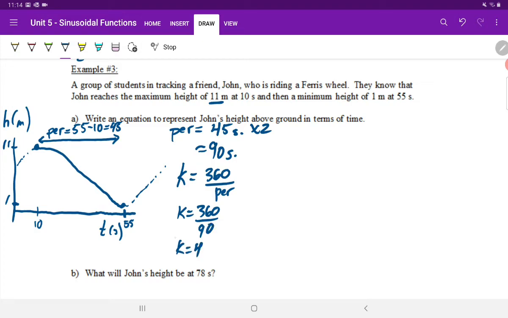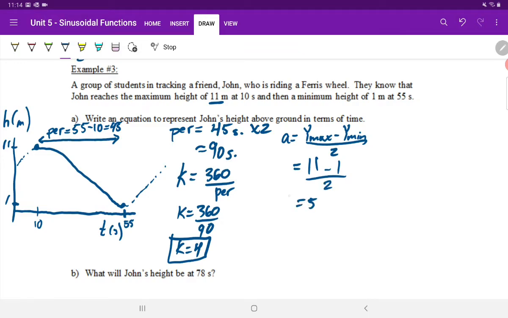K equals 4. Okay, so this graph will be horizontally compressed by a factor of 1 over 4. Now let's find our A value, which is our Y max minus our Y min divided by 2. Our maximum is 11 minus our minimum of 1. Our amplitude is 5 meters.